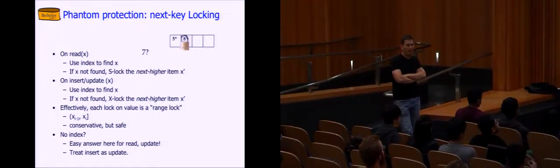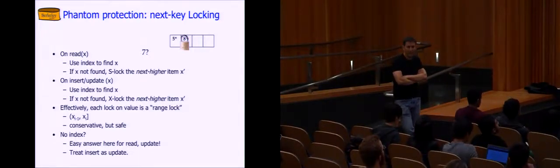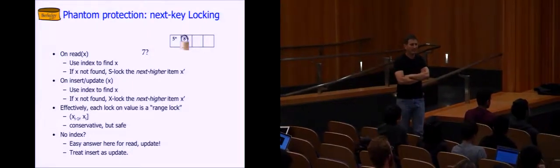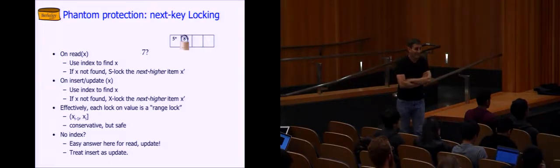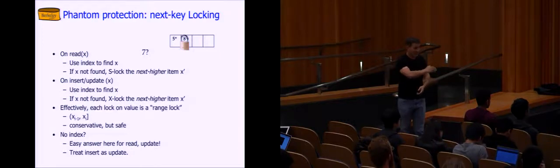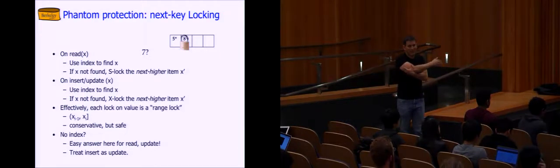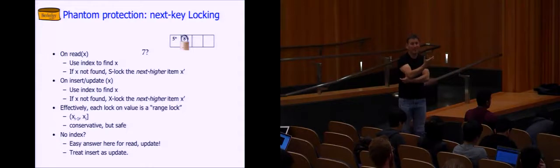Well, remember we started with a query. A reader is looking for 5 through 8. What does that reader do in the absence of an index? What query plan do they use? There's no index, so they scan the heap file, right? And in scanning the heap file, what locks do they have to set? All the locks. They have to lock every tuple in the table or get a table level lock, right?